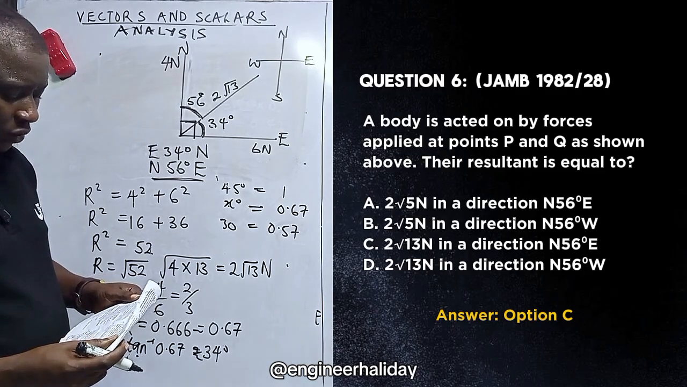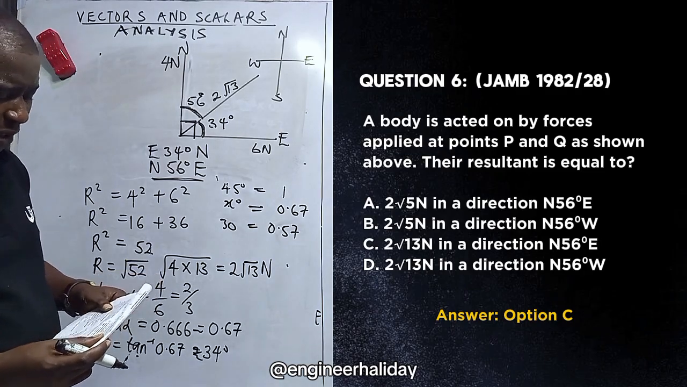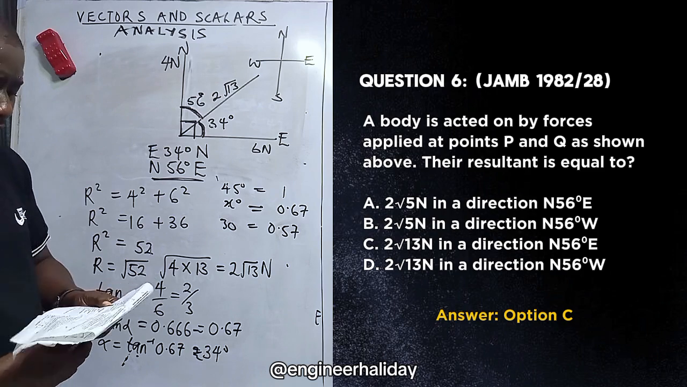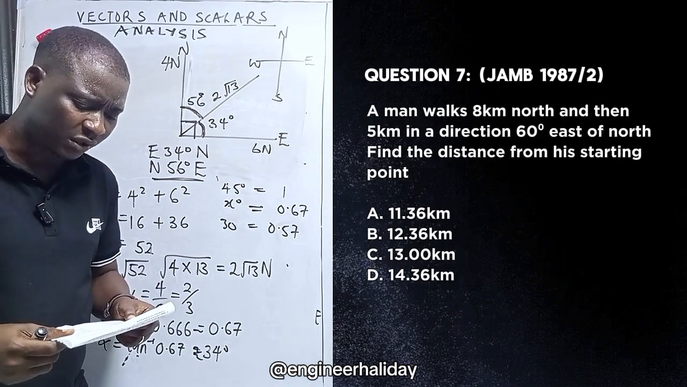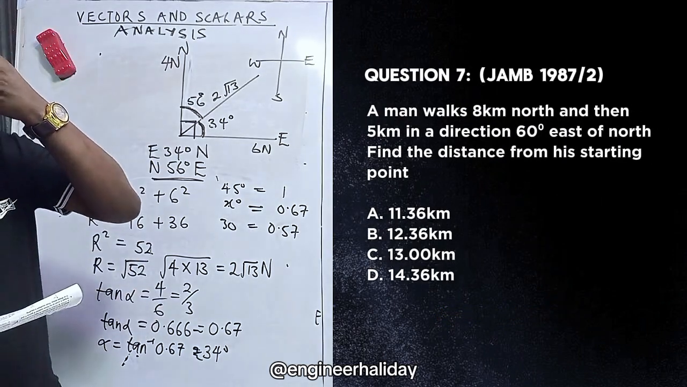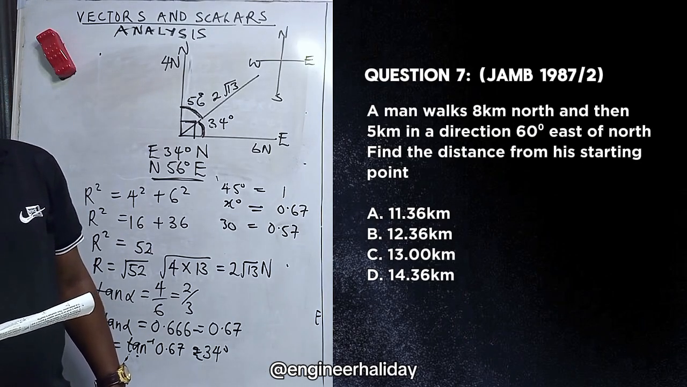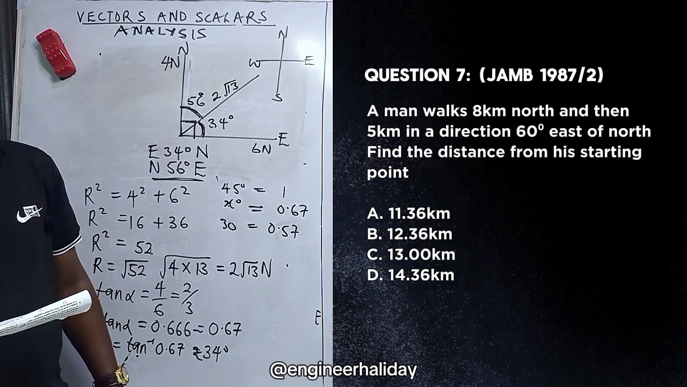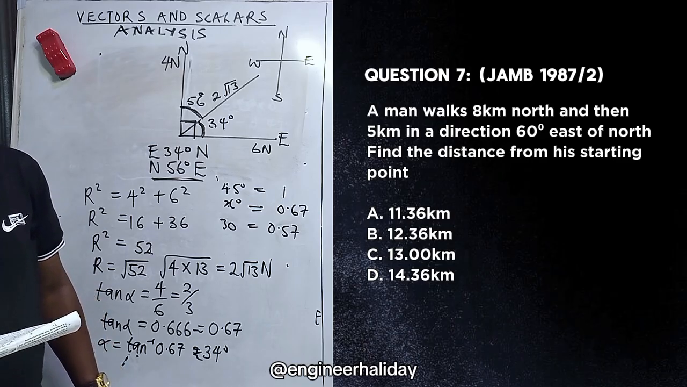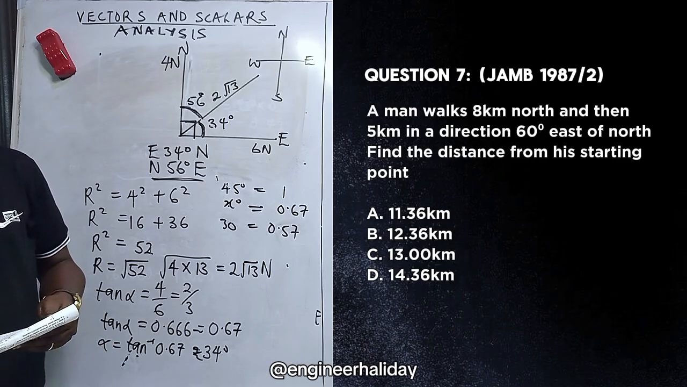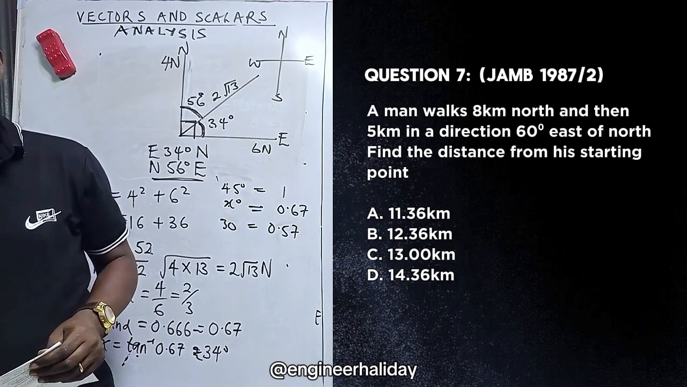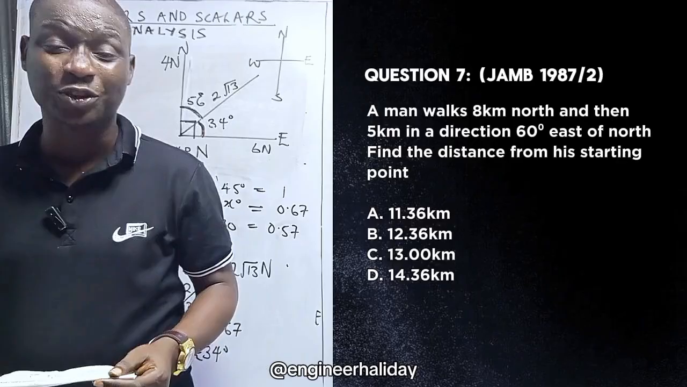Last question, I'll give you as an assignment. You go and do it for me and send your answer to the comment section. It says a man walked 88 kilometers north and then 5 kilometers in the direction of 60 degrees east of north. Find the distance from his starting point. That means they are telling you to find the resultant displacement. That is number 7. Please solve that question and send your answer to the comment section.